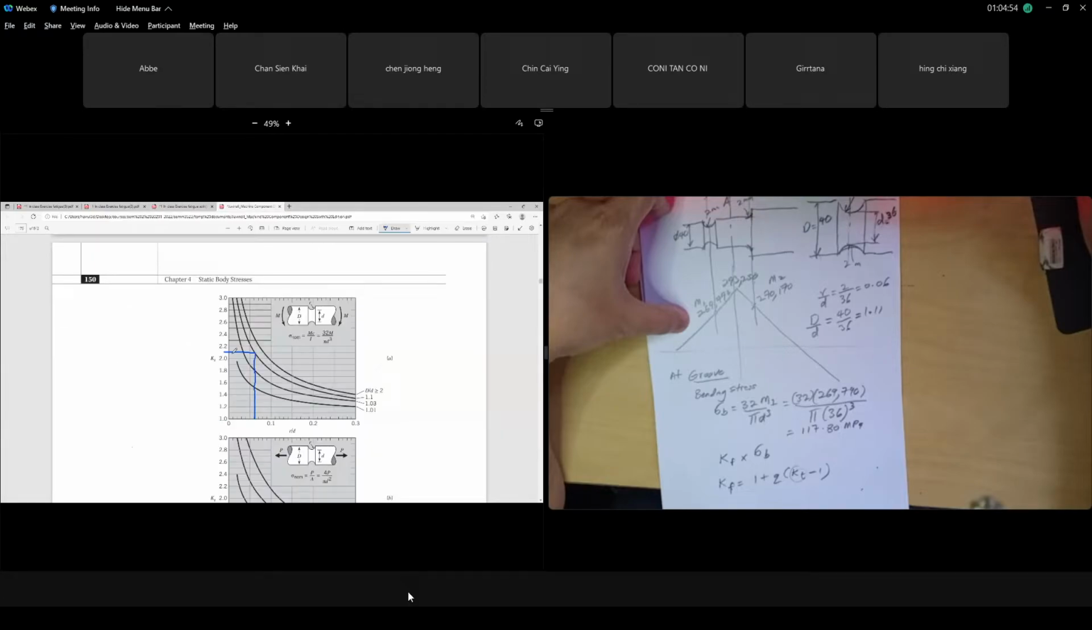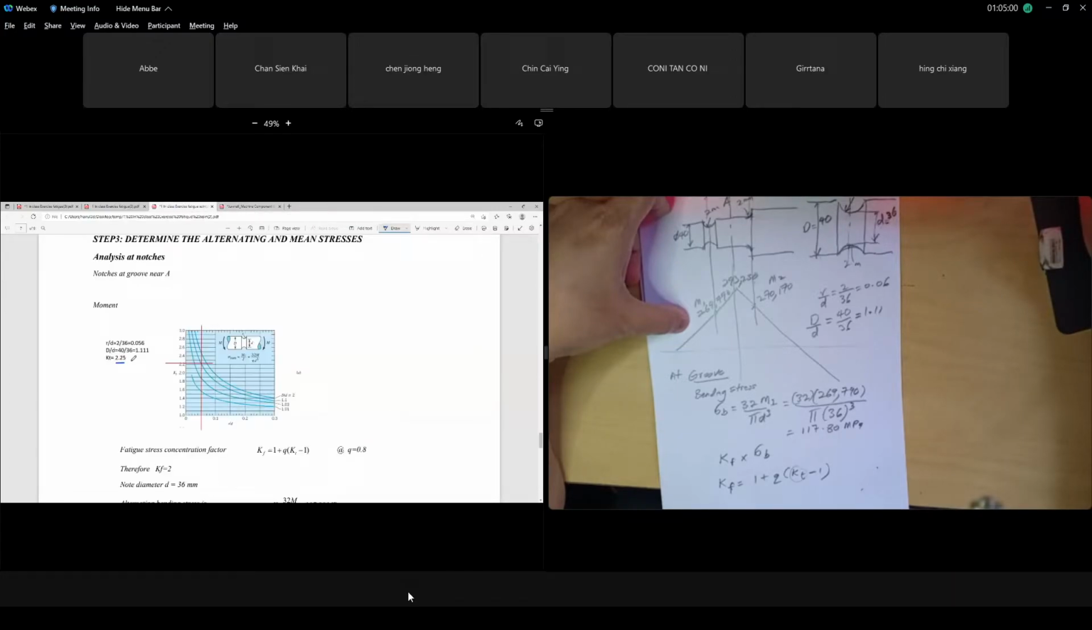Bring that to D is 1 point... Here is KT, okay, D over D is 1.11, 0.05. This is not accurate. It should be 0.6 for moment. Hold on a moment. Okay, oh, this is messy. Hold on.